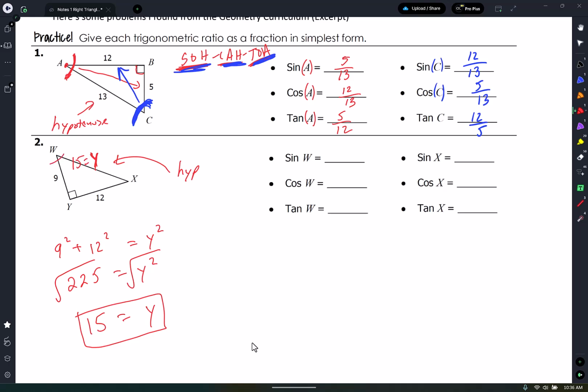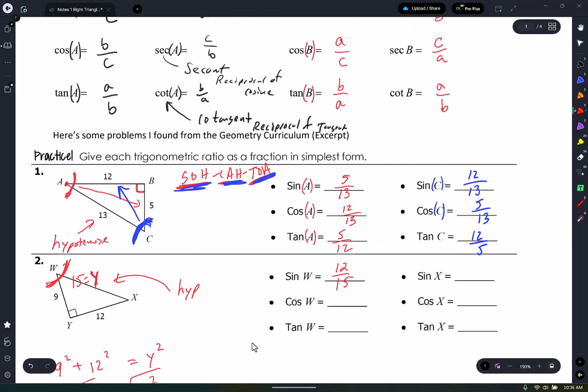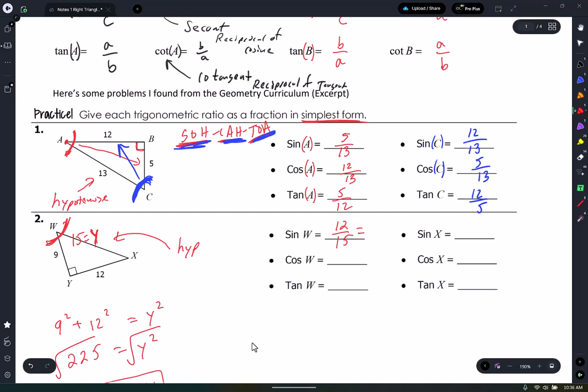Sine W. So focus where the W is at. Sine is opposite over hypotenuse, so what am I going to write? 12 over 15, perfect. But before you continue, it does say up here in simplest form, so they want me to reduce it if it's possible. There's a number that goes into 12 and 15. Do you know what that number is? 3. 3 goes into 12 how many times? 4 times. 3, 6, 9, 12, 4 times. And 3 goes into 15? 5 times. 3 times 5 is 15. Do you see what we did there, guys?